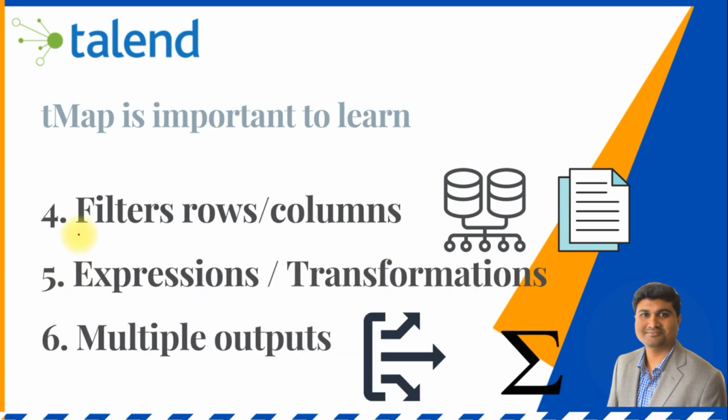So moving on, you can do filtering of rows and also columns. Let's say you have a condition, and based on that condition you want to filter, you can very well use tMap. And also columns, so let's say if you have 100 columns coming from the source and you need only 10, you can actually filter whatever is required.